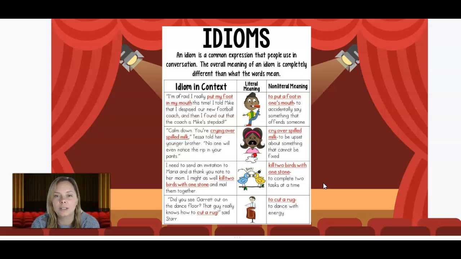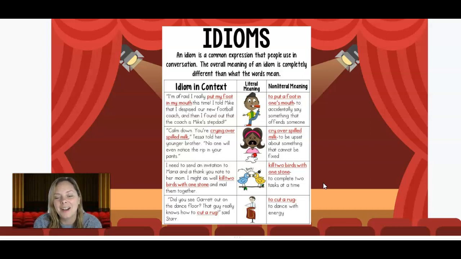All right, let's look at another one. Calm down, you're crying over spilled milk, Tessa told her younger brother. No one will even notice the rip in your pants. Now, was her younger brother actually crying because the milk was spilled? No, it had nothing to do with milk. It's a saying that just means you're being upset over something that can be fixed. Don't worry about it. It's not that big of a deal. We can take care of it easily. All right, we're not really crying over the milk that is spilled. Although, I will say I have cried over spilled milk. A whole gallon of it has spilled before, and I'm like, oh man, I have to clean all of this up.